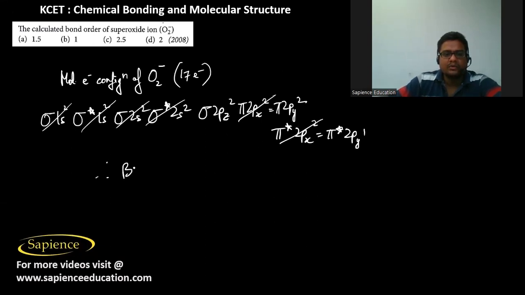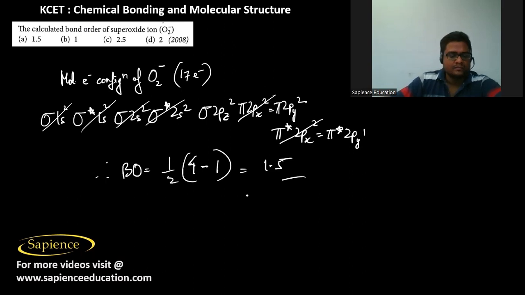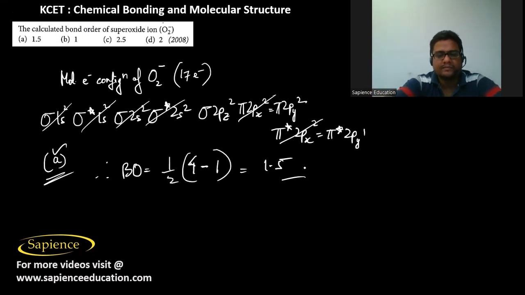So therefore the bond order of the superoxide will be half of the number of bonding electrons, which is 4, minus the number of anti-bonding electrons, which is 1. So that will be equal to 3 by 2, which is 1.5. So option A is the correct answer. So the bond order of this superoxide ion is 1.5.